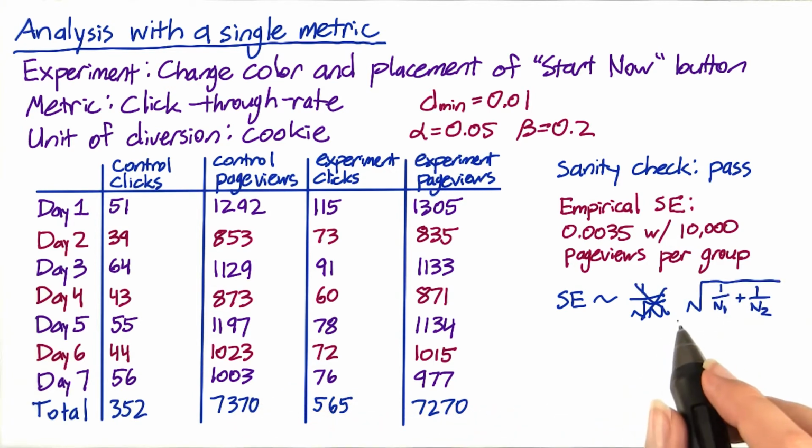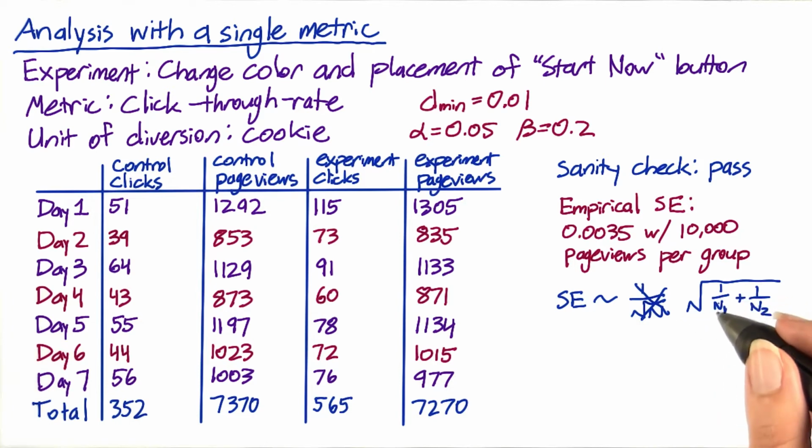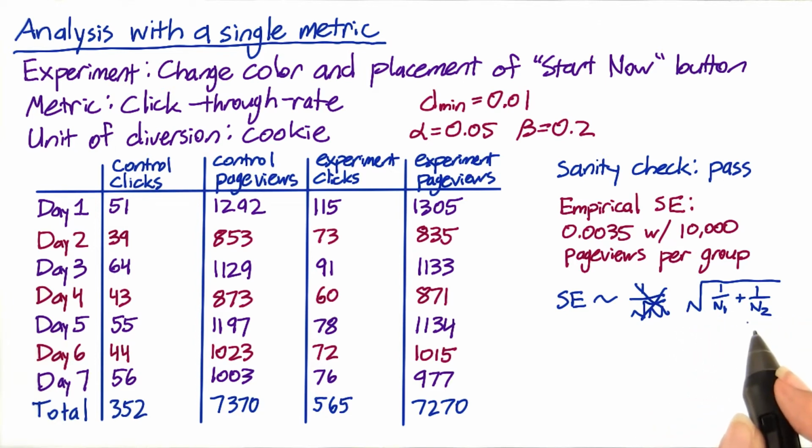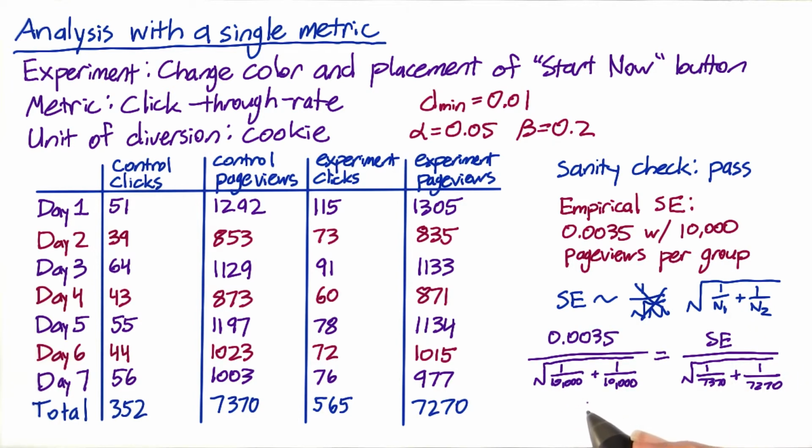In this case, I can assume that the standard error is proportional to the square root of 1 over n1 plus 1 over n2, and this should work well if the n's are fairly close. This should also look familiar. It comes up in the formula for pooled standard error in the binomial distribution. So then the standard error for our experiment can be determined using this equation, where the empirical standard error divided by the empirical scaling factor is equal to the standard error for our experiment divided by the scaling factor for our experiment, which involves the number of page views in both the control and the experiment group for our experiment. So then the standard error for our experiment comes out to 0.0041.